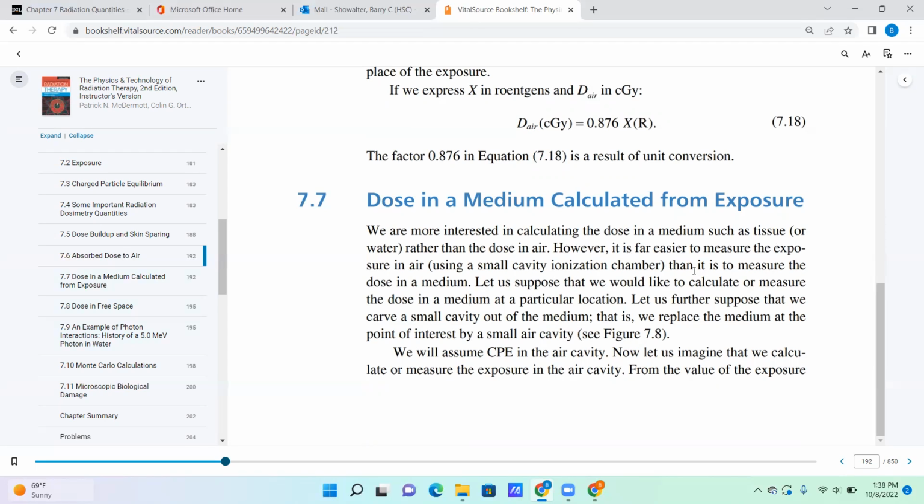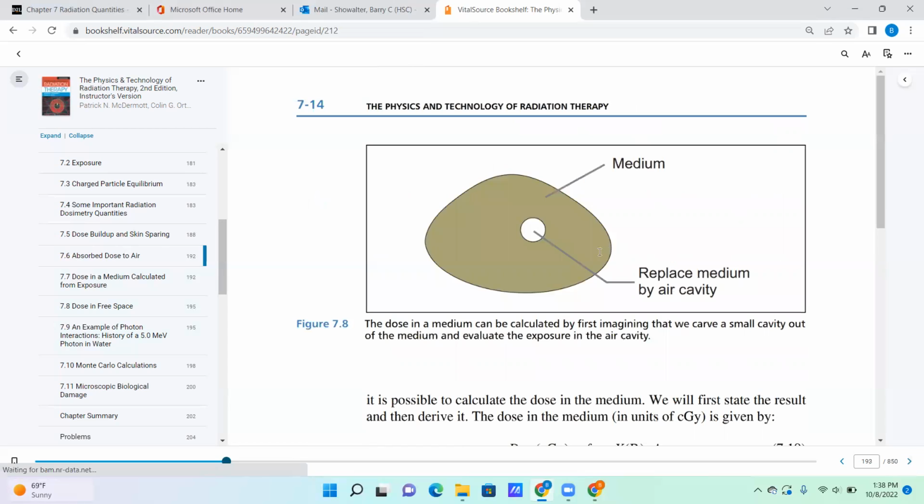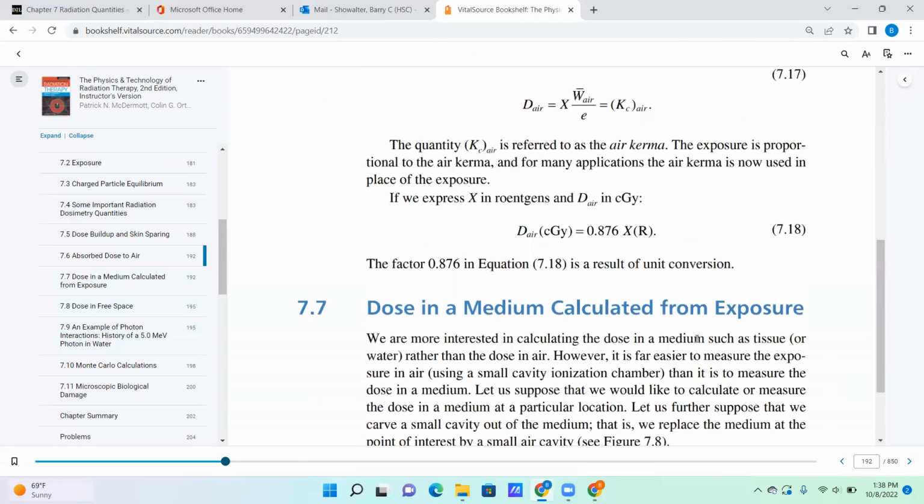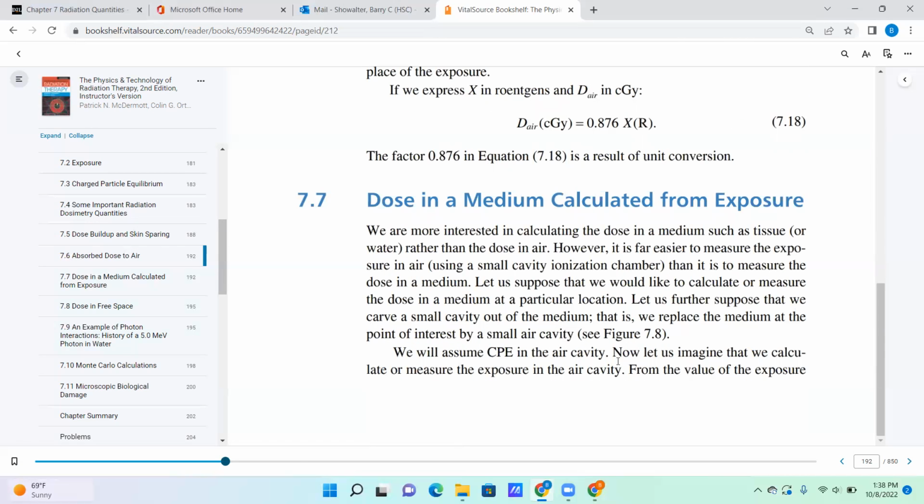So let's suppose that we would like to calculate or measure the dose in a medium at a particular location. Let's further suppose that we carve a small cavity out of the medium. That is, we replace the medium at a point of interest by a very small air cavity. So let's take a look at what that might look like. We've got our medium here, and we've got a small little air cavity here. We're going to assume CPE in this air cavity.